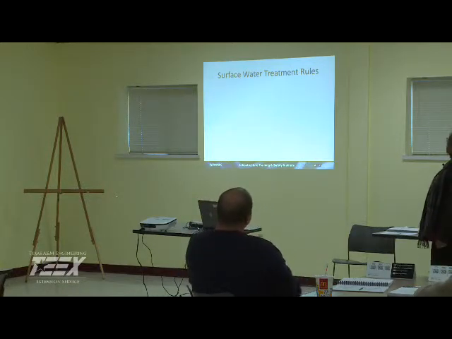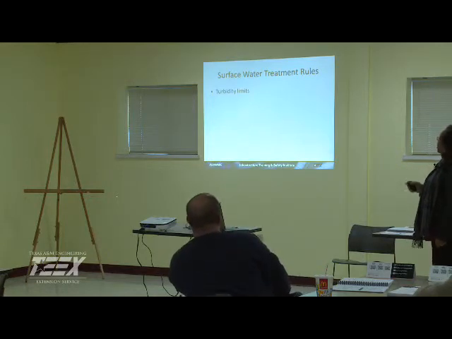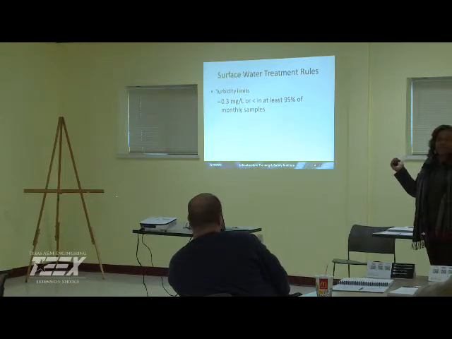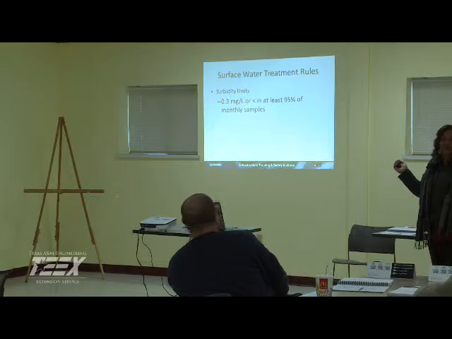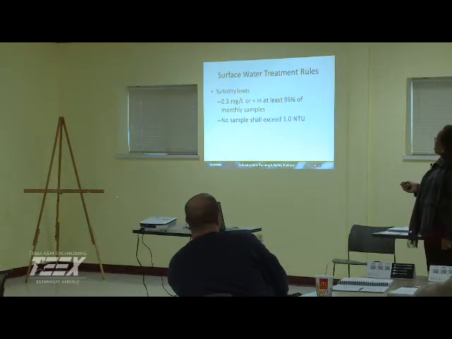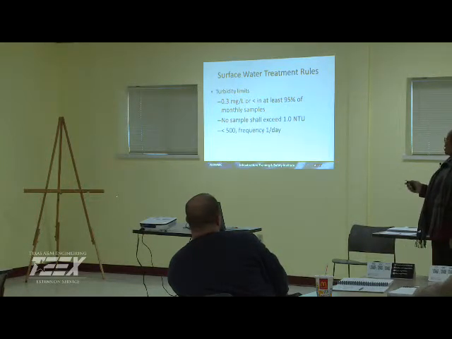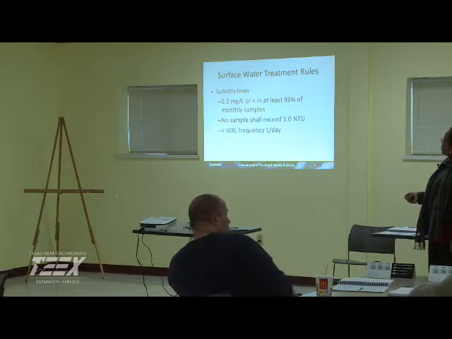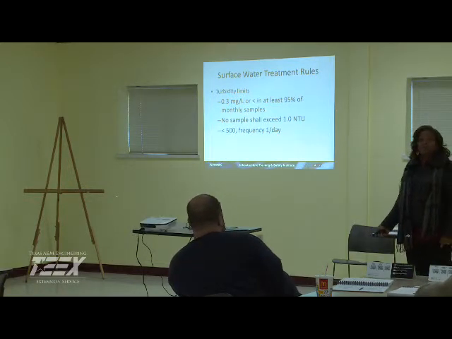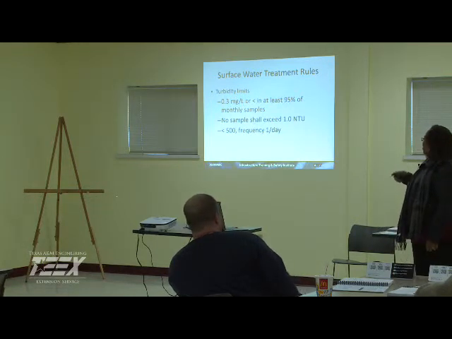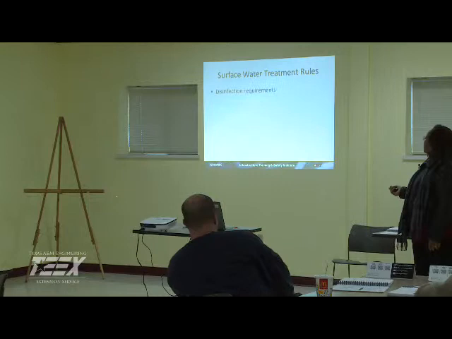Yeah. All right. Let's revisit the surface water treatment rules as far as turbidity limits. Again, you're seeing this every time you close your eyes because we've talked about it: must be equal to or less than 0.3 in 95% of monthly samples. No samples shall exceed 1 NTU. And again, the frequency, if you have less than 500 people, can be reduced to 1 per day with consensual agreement from your agency.